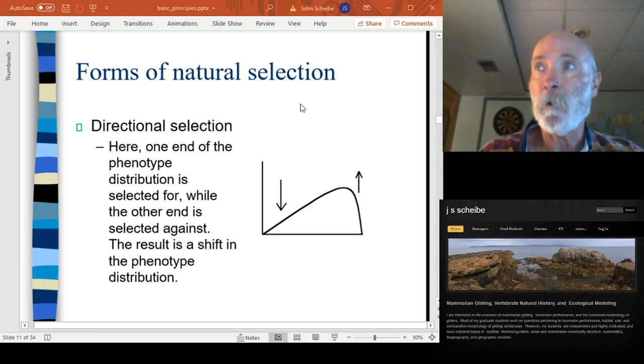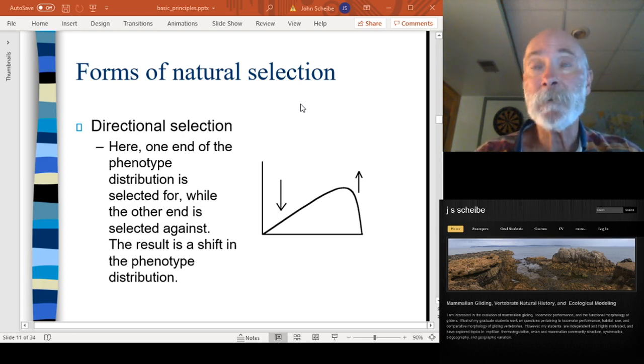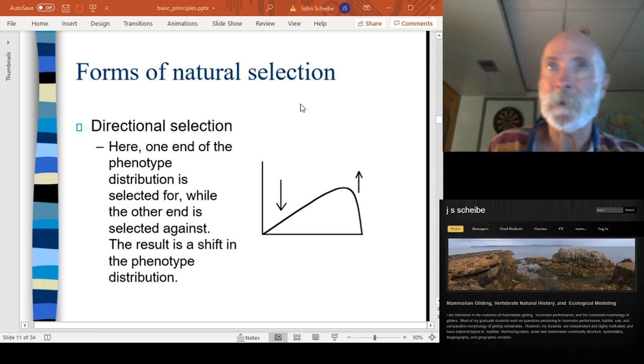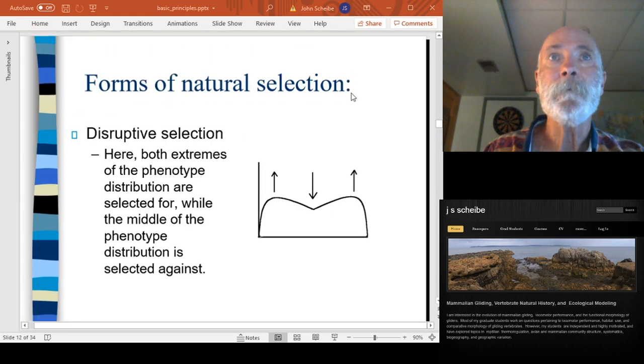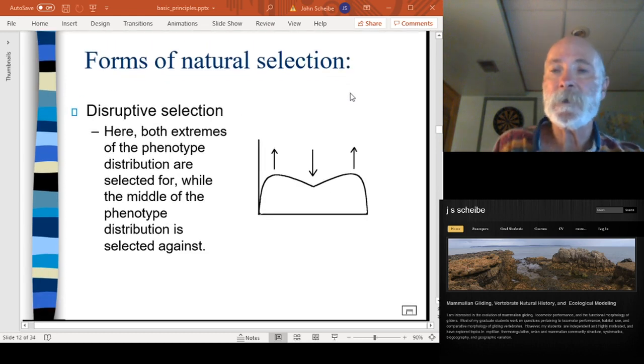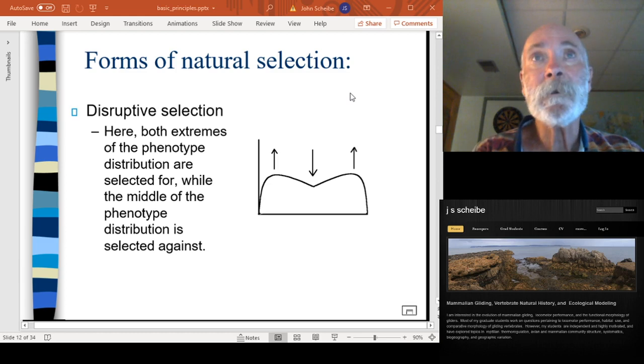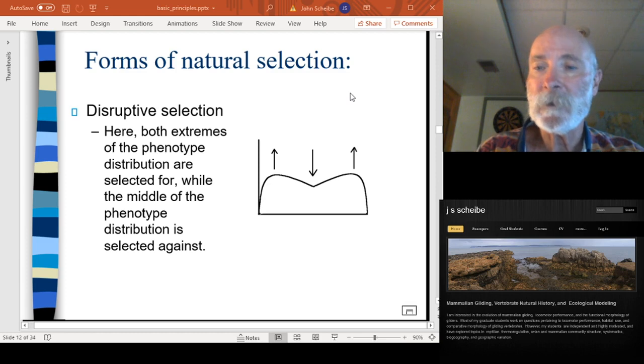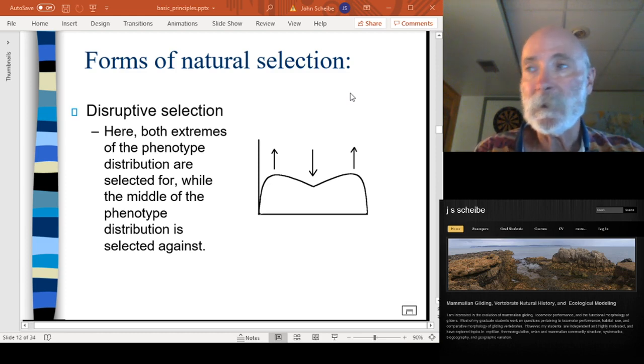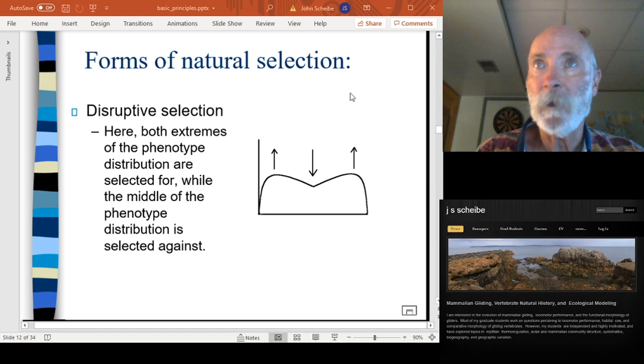So overall, there is a directional shift in the average speed of bunny rabbits, so that they end up being faster and faster and faster. The next form of selection is disruptive selection, and here the center of the phenotype distribution is selected against, while the extremes are selected for. The example that we gave in class concerned the butterfly, a butterfly that has a broad geographic range. At either end of its geographic range, it coexists with another butterfly that is toxic.